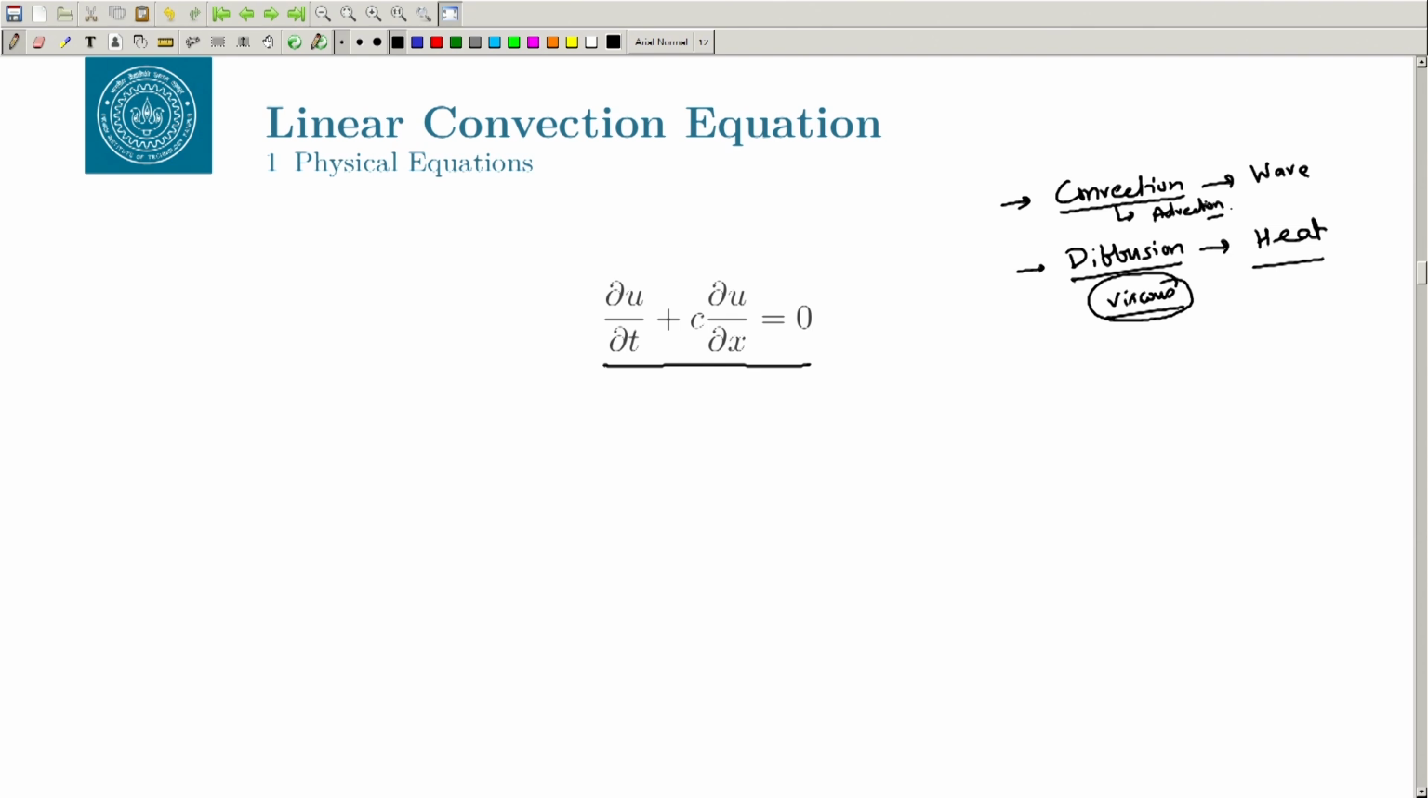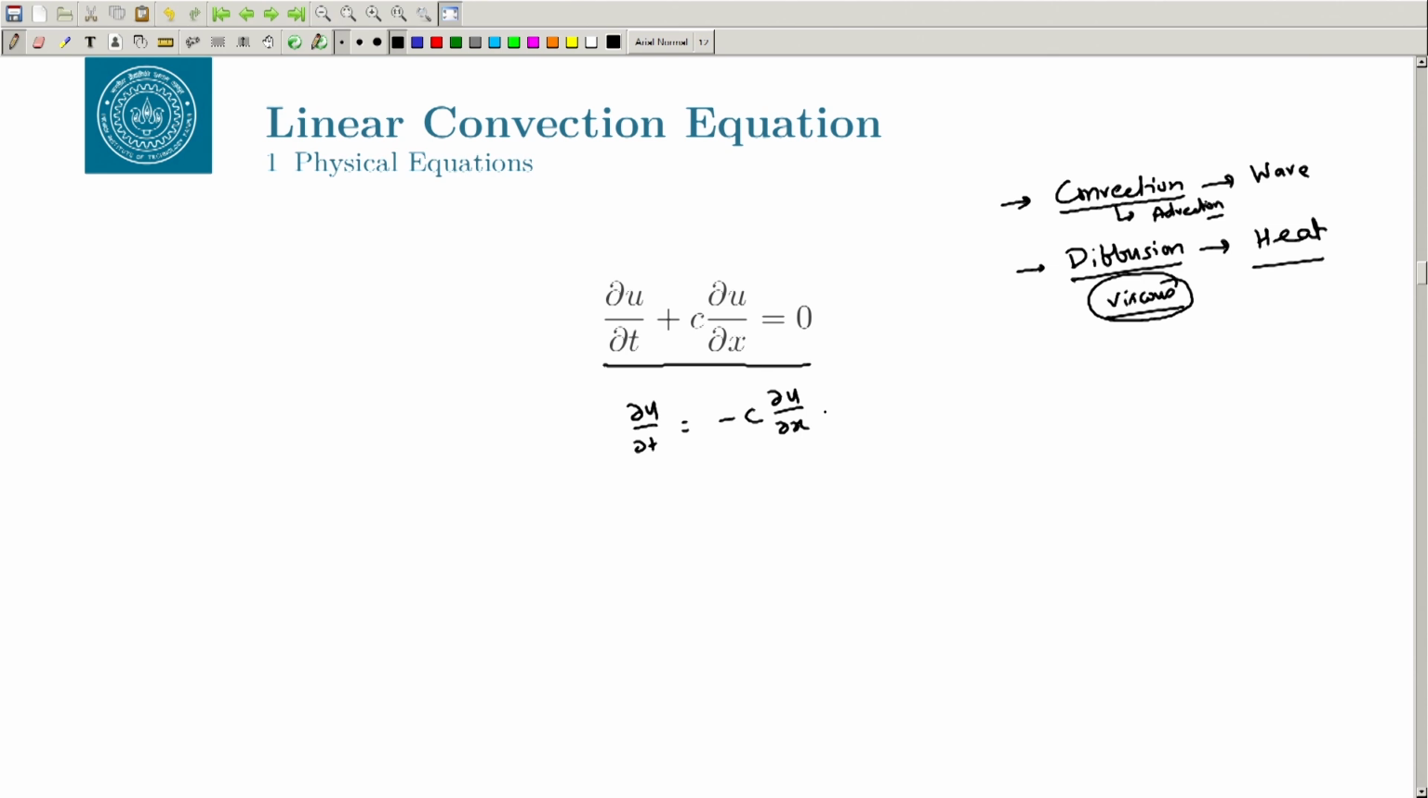So, how is it related to the wave equation? If you just take a derivative with respect to, let us say, time here, you can write del u by del t equal to minus c del u by del x, right.